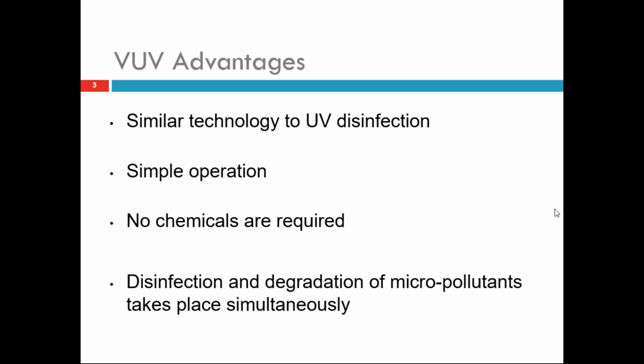Now, vacuum UV offers some advantages in advanced oxidation process. Firstly, it's very similar to UV disinfection, you need some little modification with the lamp, and the electrical supply, the input, is more or less similar to UV disinfection. It's very simple to operate because it doesn't require any chemical, hence less job in terms of operators. And apart from degradation of micropollutants, it also caters to the disinfection needs in a drinking water system. Hence, oxidation and disinfection take place together.